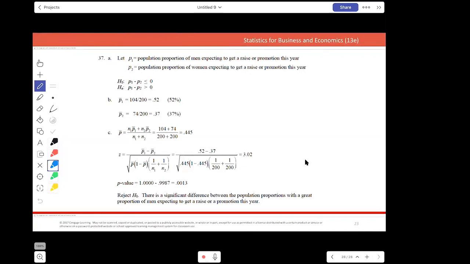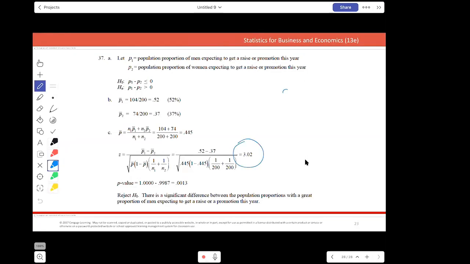All right, in fact, here is the answer. I'm showing it to you, but I would like you to work it yourself. And when you compute it, you could compare it to that. And you could see here that the Z value is 3.02.